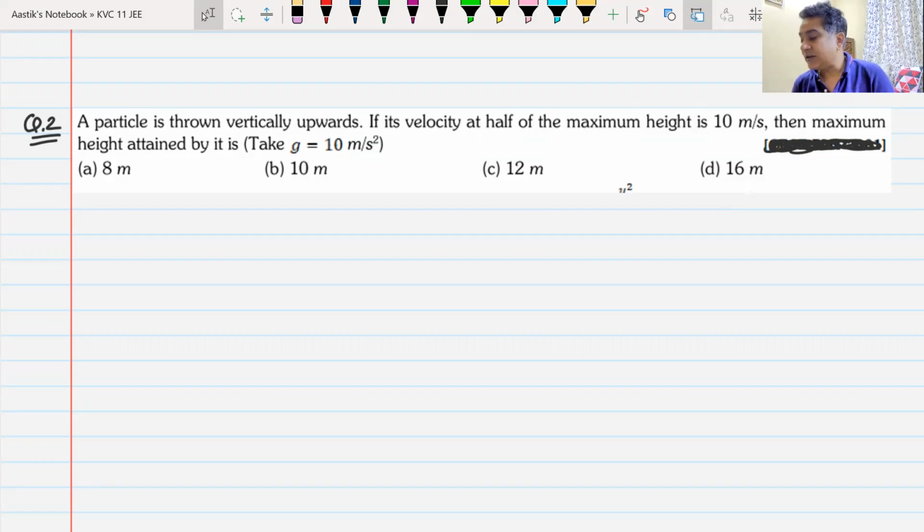A particle is thrown vertically upwards. Its velocity at half of the maximum height is 10 meter per second. What is the maximum height attained by it?